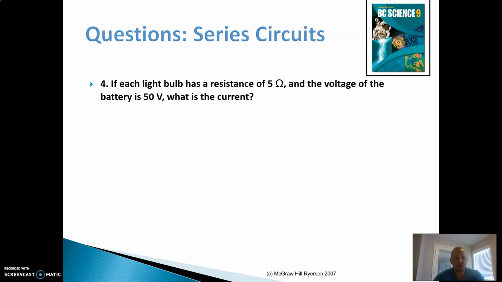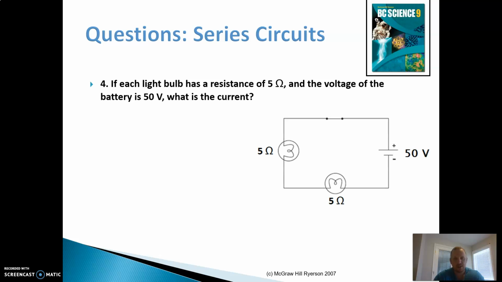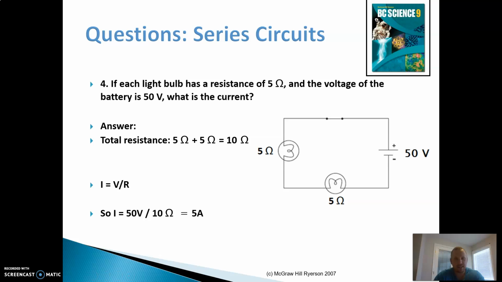Okay, here's another question. If each light bulb has a resistance of 5 ohms and the voltage of the battery is 50 volts, what is the current? So pause here. Okay, let's check our answers. So we know that the total resistance is 10 ohms. To figure out the current, we go the voltage divided by the resistance. So we go 50 divided by 10, and that's 5 amps.